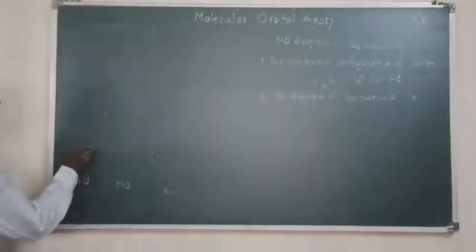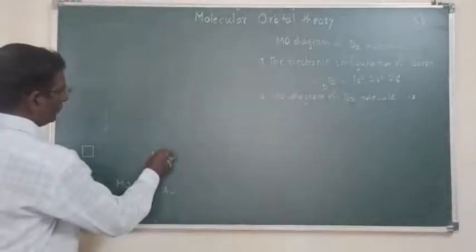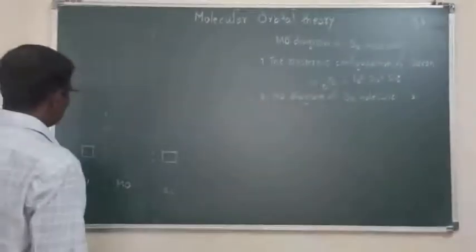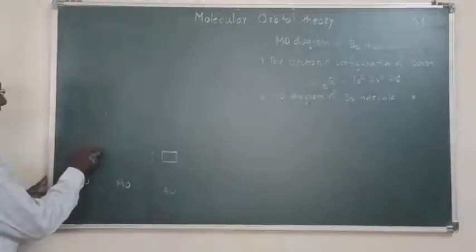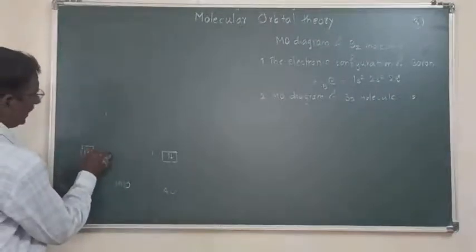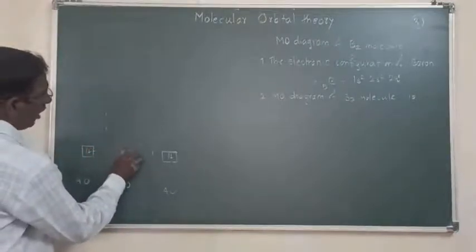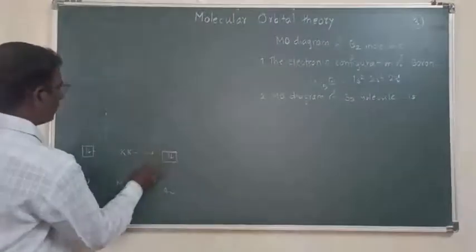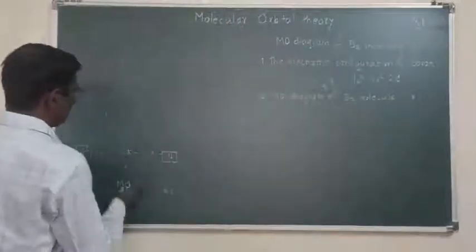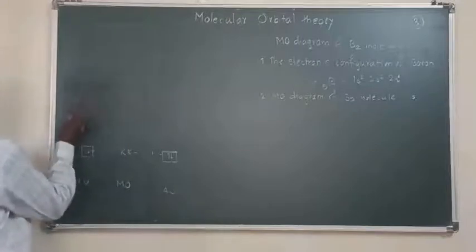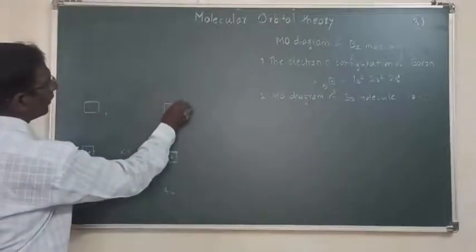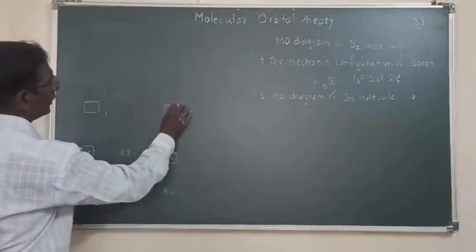Here, 1s. You already know that inner orbital electrons do not take part in bonding. 1s2 they can show like this, KK, or non-bonding, or we can draw it here. Then 2s orbitals like this.